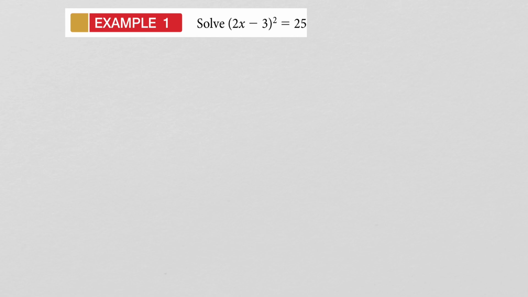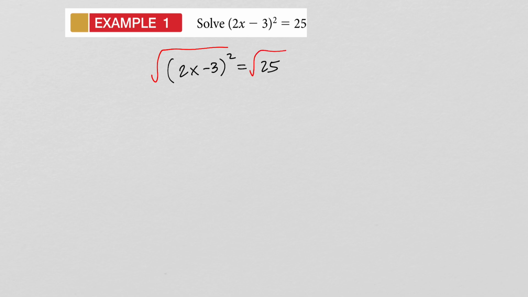2x minus 3 quantity squared is equal to 25. Now you might notice that this does not look exactly like what the property says, but it is some quantity squared is equal to some other quantity. Now, to be totally honest with you, when I have a problem like this, I don't usually just use the property on the previous page. What I will normally do is take the square root of both sides.